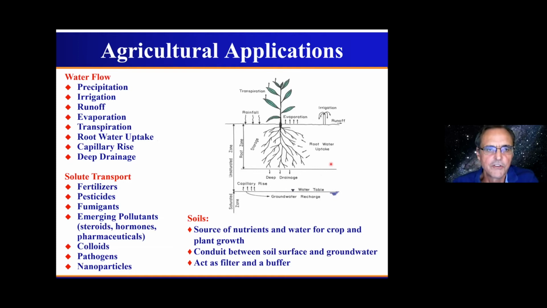Okay, what are the applications? The original reason for developing these models was agricultural applications. So we simulate or try to account for various hydrological processes around the root zone, including precipitation, evaporation, runoff, irrigation, transpiration, deep drainage, root water uptake, etc. And then we can simulate many different types of chemicals, from fertilizers, pesticides, fumigants, colloids, nanoparticles, etc. So the model is quite general in terms of dealing with solutes.